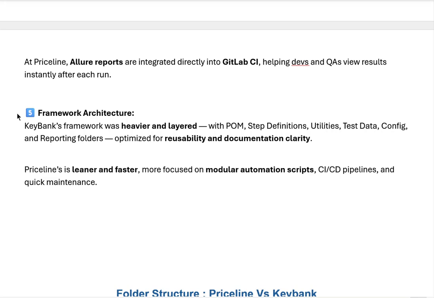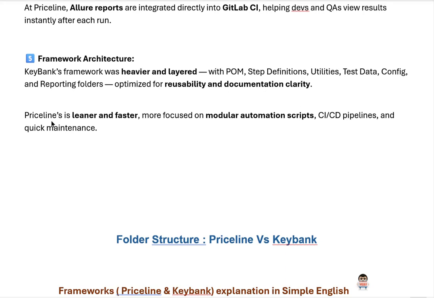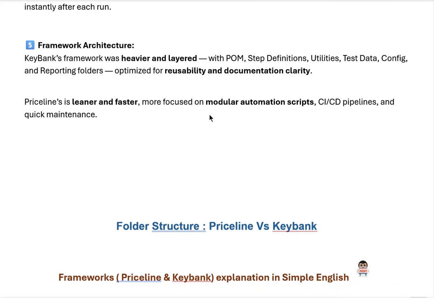Number five, framework architecture. Keybank's framework was heavier and layered with POM, step definitions, utilities, test data, config, and reporting folders, optimized for reusability and documentation clarity. Priceline's is leaner and faster, more focused on modular automation scripts, CI/CD pipelines, and quick maintenance.